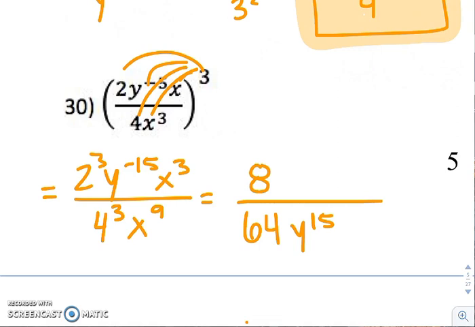And then the x's we can combine. It's division. We want to subtract. 3 minus 9 would give us negative 6. So we're actually going to put that on the bottom to make it a positive 6.